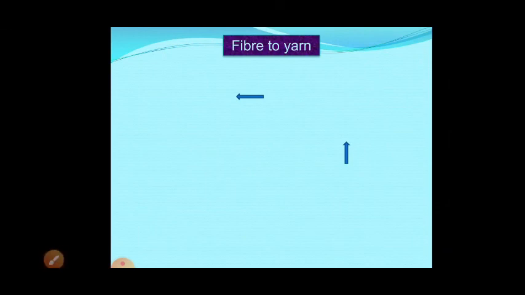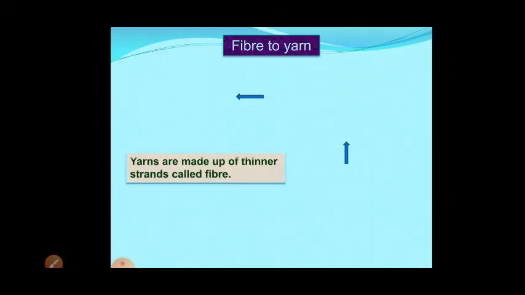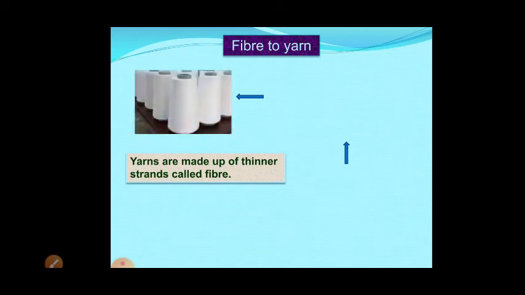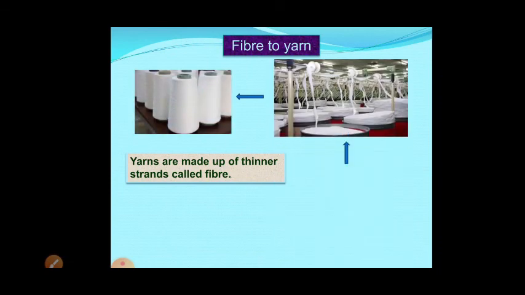Now, from where will this yarn come? So yarn will come from the fiber. Yarns are made up of thinner strands called fiber, very thin. If you take any yarn and try to open it, you can observe very thin strands. That is nothing but fiber. Okay, so if this is the yarn, it is made by a process.